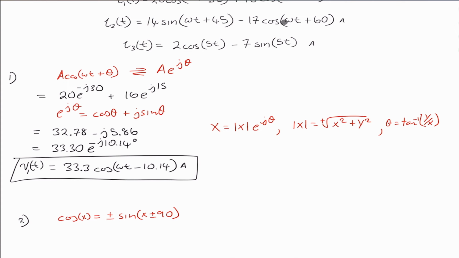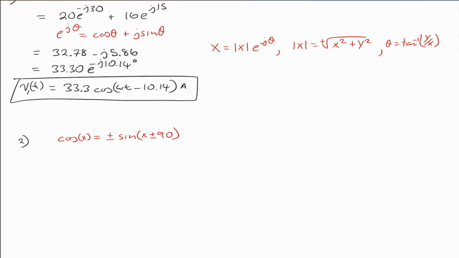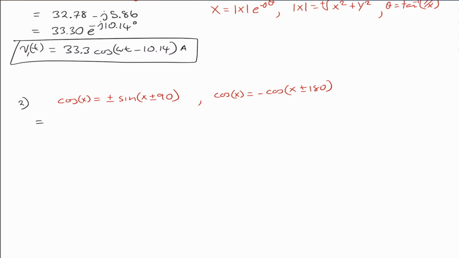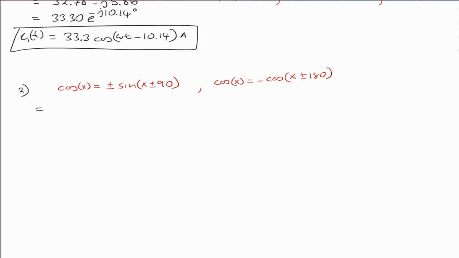And for our cosine, cosine of x is equal to minus cosine of x plus or minus 180 degrees. So both of those identities are going to allow us to put that in the positive cosine form. So we can then go ahead, I2 of t, that's my bad, so that's I1 of t. And I2 of t is then equal to, we convert our 14 sine omega t plus 45.